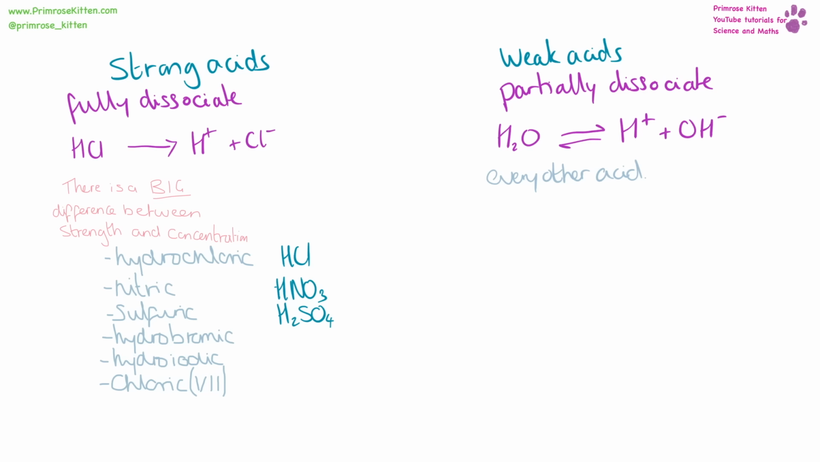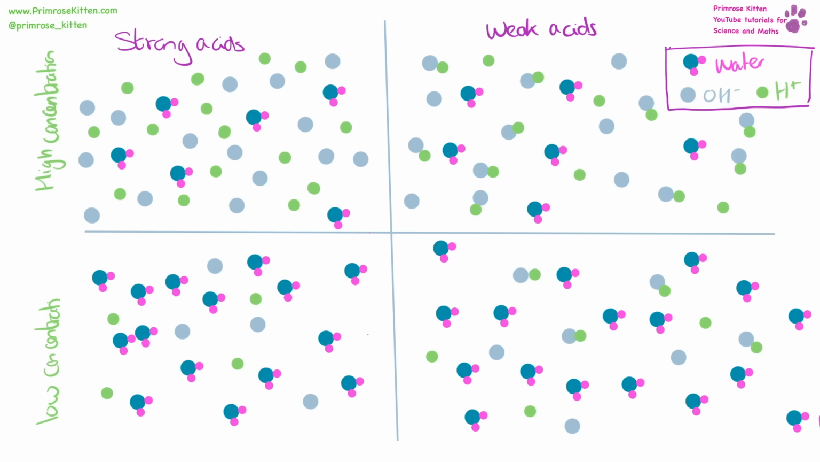Everything else is a weak acid, which means it only partially dissociates. Here we have strong and weak acids at high and low concentrations. So for our strong acid, we can see our hydroxide ions and our hydrogen ions are fully dissociated. They're not touching each other, they are separated. Here we have them at a high concentration, which means there are lots of hydroxide and hydrogen ions compared to very few water molecules.